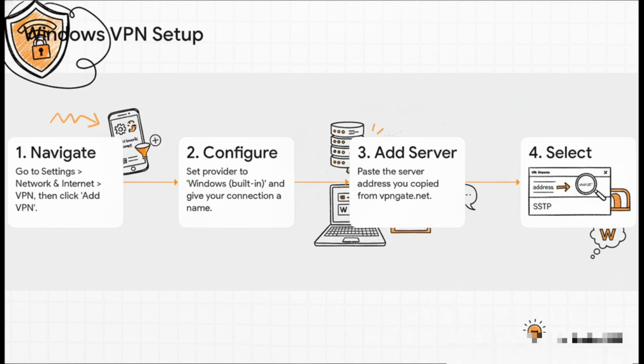For the provider, make sure you select Windows built-in. Now, give your connection a name you'll remember, something like MyFreeVPN. Then, paste in that server address you just copied. And finally, this part is really important. Where it says VPN type, pick SSTP from the dropdown. That stands for Secure Socket Tunneling Protocol.